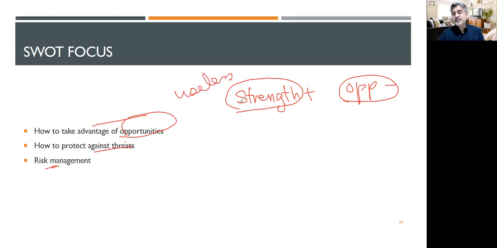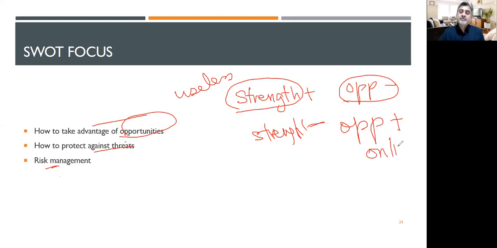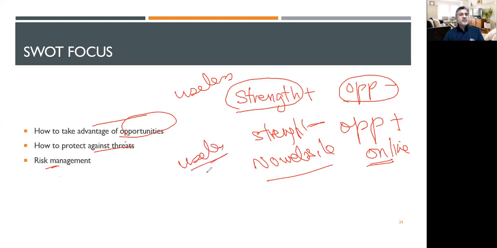Or it is possible that there is some opportunity in the market, but you do not have the strength for that. Strength is missing. For example, the opportunity is online selling, and you do not have a website. So the opportunity is there, but strength is missing. Again, this opportunity becomes useless. So through the process of SWOT, we match the opportunities with strengths. We make sure that if there are any opportunities available in the external market, we have strengths to exploit those opportunities. The idea is to exploit those opportunities.